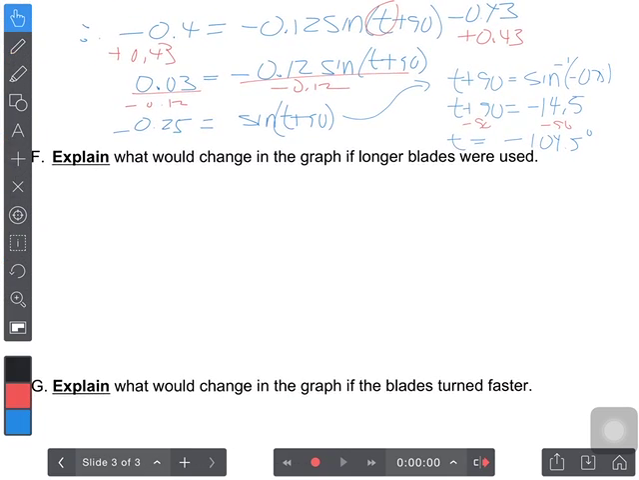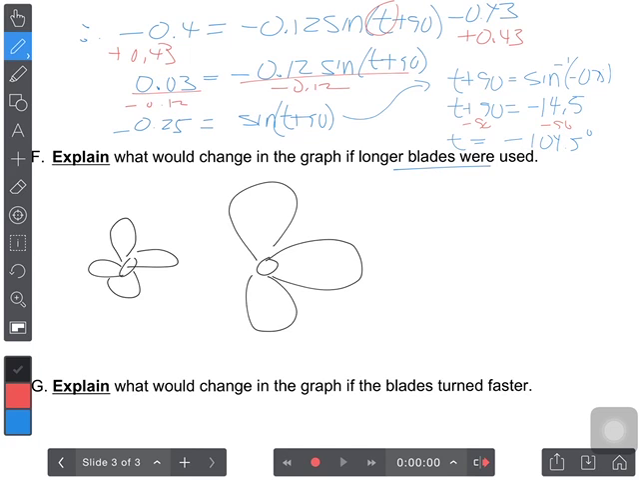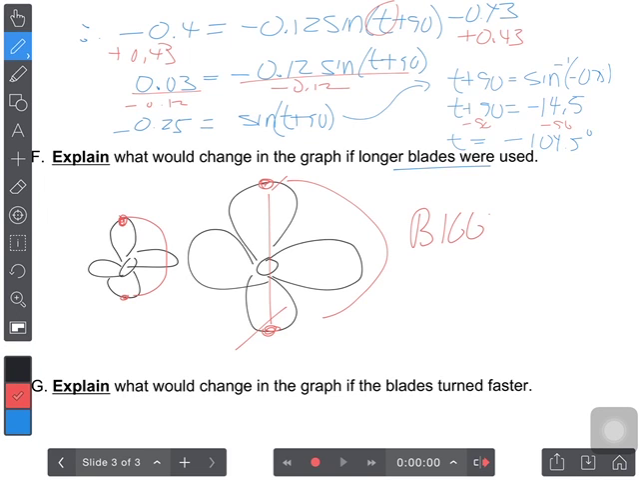Okay, quickly to finish it off then, what would change in the graph if longer blades were used? If we moved from small blades like this on my boat to bigger blades like that, what would change? Well, if this was my paint mark here, it would go from there all the way down to here. On the bigger one, it's going to go all the way down here. So that means we're going to have a larger amplitude.